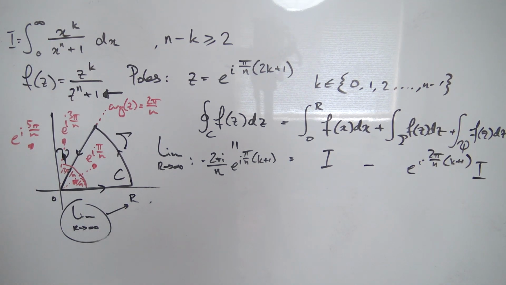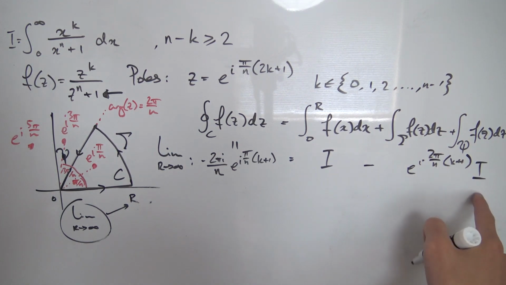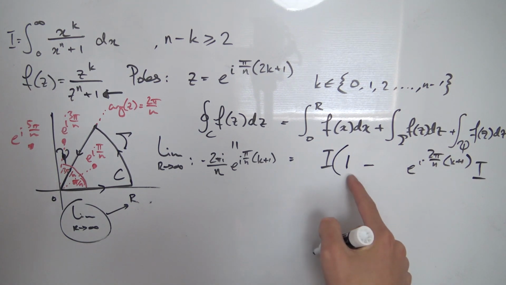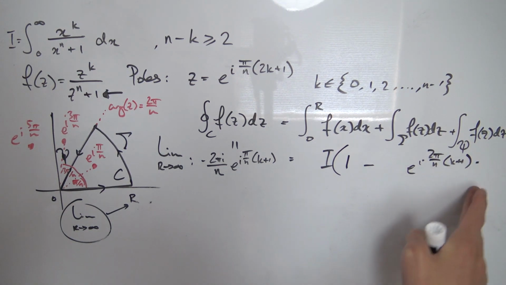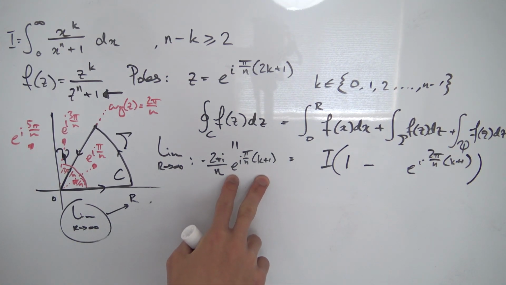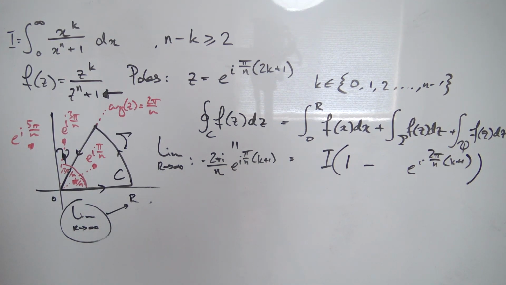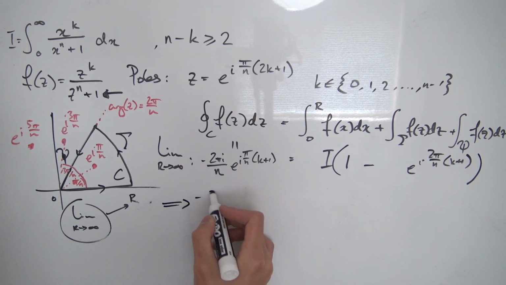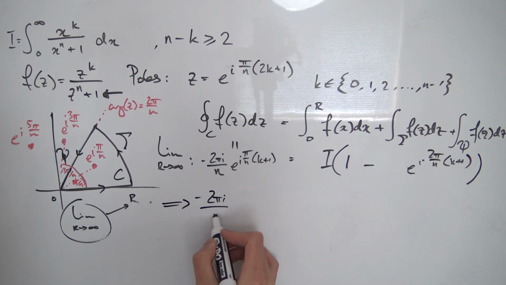And first of all, let's factor out an I. Because we have an I as a common factor, we can factor that out. So we have 1 minus this exponential term, like so. And let's get rid of this exponential on the left hand side. We just want all our exponentials on one side. So now we have 2 pi I over n.